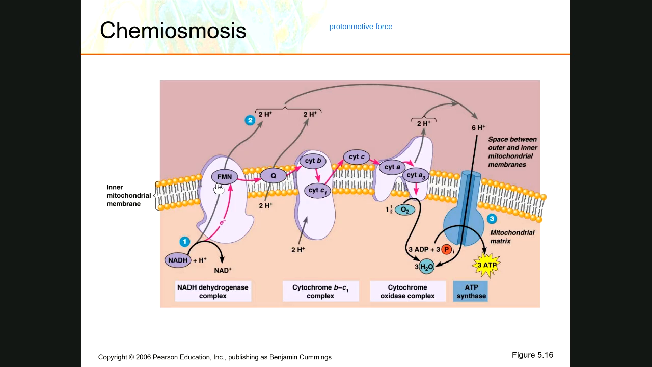So in this image we're looking at, what type of cell are we looking at here? A eukaryote or prokaryote? Eukaryote, right? Because we see the inner mitochondrial membrane. And so the question, why are we looking at a eukaryotic electron transport chain? This is a course on microbiology and bacteria. Why are we not looking at a bacterial electron transport chain?